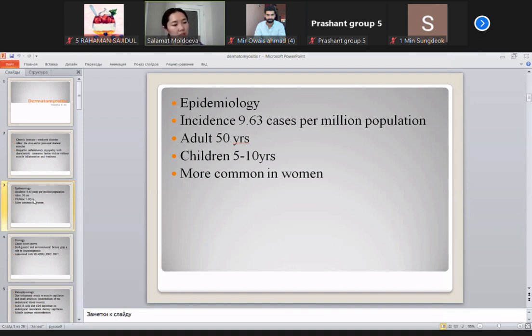Epidemiology: about 9 per million population, and it's not so often a disease. It's rarer, I guess, than SLE and systemic scleroderma. Adults are mostly affected around 50 years old; in children, it affects ages 5 to 10 years, and the juvenile form is seen up to 60 years old. I hope you remember this. And as usual, more women are affected than men, as a rule.